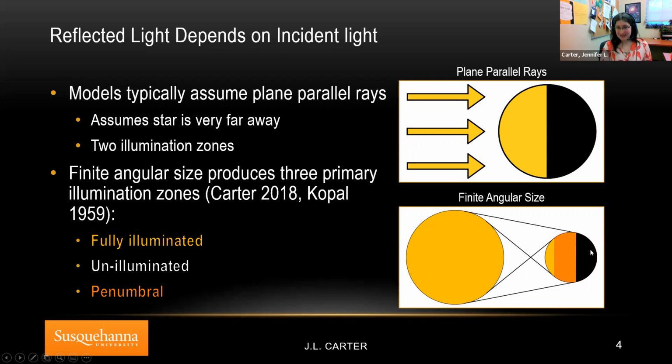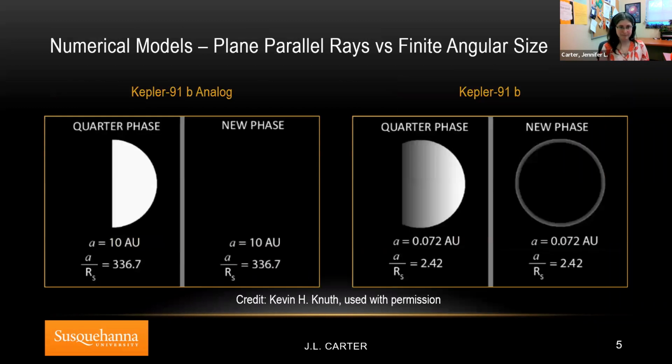Illumination ends in the unilluminated zone here. That's defined by these two outer tangents. Everything in between is the penumbral zone. Now, this particular figure is a bit exaggerated to illustrate this geometry. Typically, our penumbral zones are quite a bit smaller, but they can become quite large. Let's compare and contrast these two models looking at Kepler-91b. And rather than using the analytical approach I hope to be able to use, let's look at it numerically.